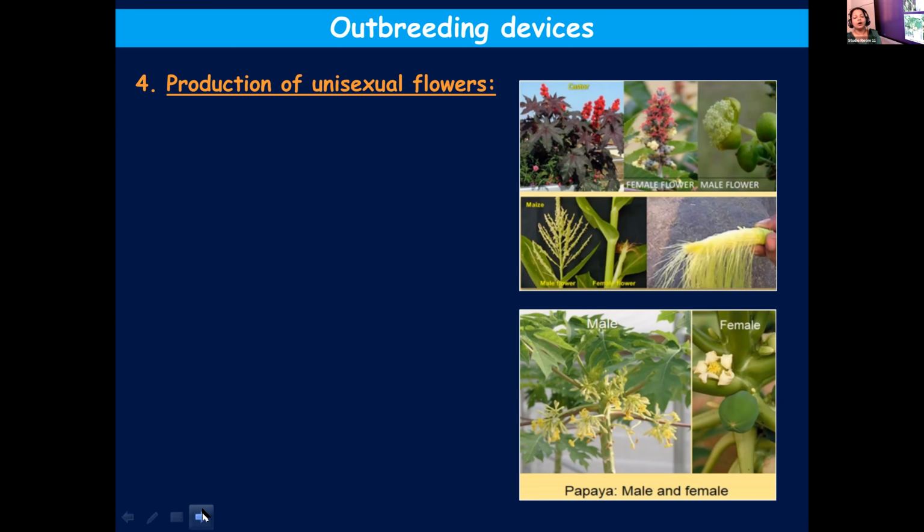So anyhow, by the production of unisexual flowers on the same plant, you cannot avoid... Autogamy can be avoided, but not geitonogamy. But in the case of the papaya tree, they have two types of trees. In the male tree, only male flowers, and in the female, only female flowers will be there. So definitely you can prevent autogamy as well as geitonogamy, and it will promote cross-pollination.